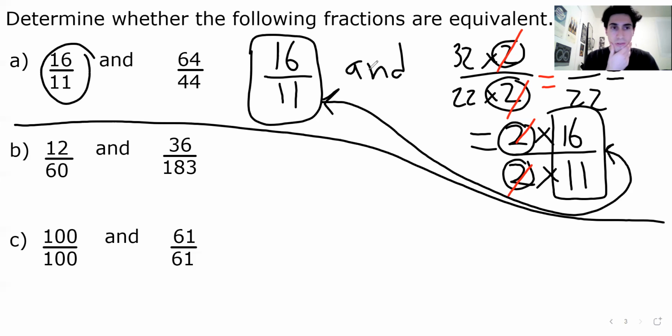Okay, so 12 over 60 and 36 over 183. I'm a little bit nervous about that second fraction. I see some big numbers. Might want to deal with that afterwards. Let's look at 12 over 60 first. As we always do, we want to reduce, reduce, reduce. Common factors, here we come.